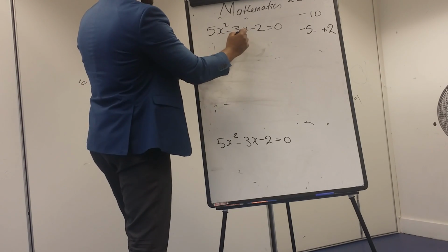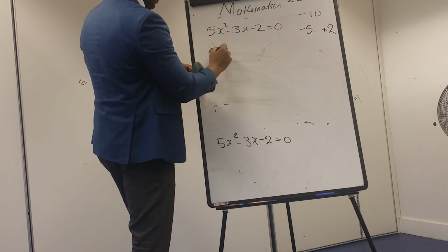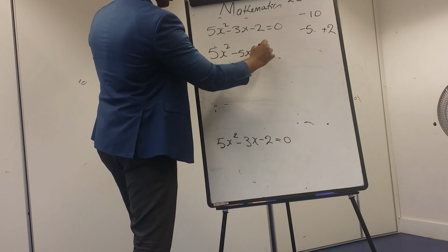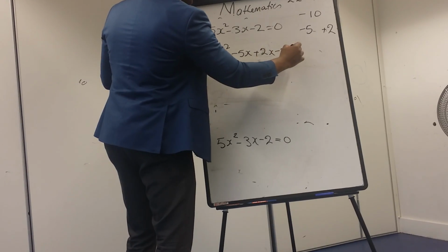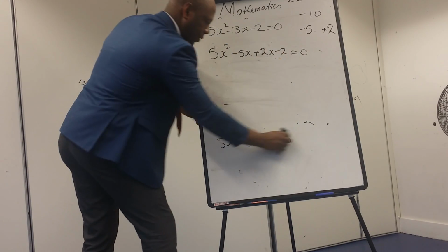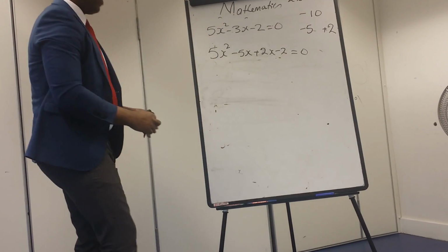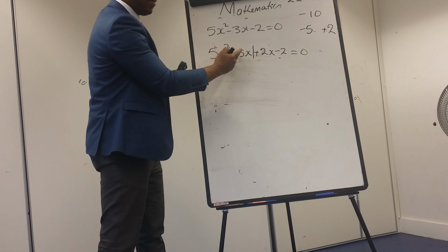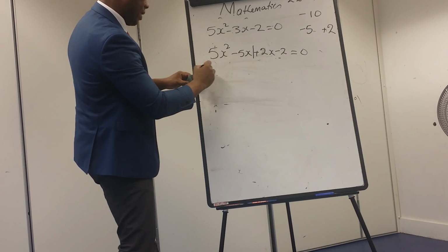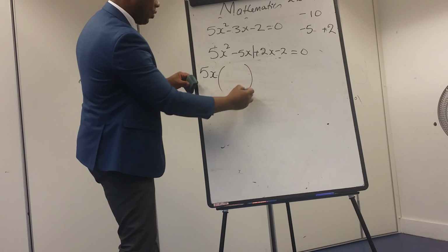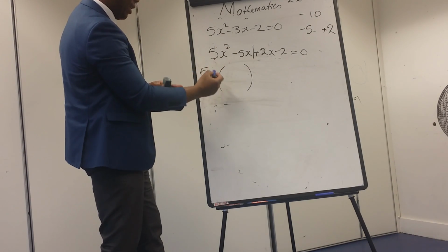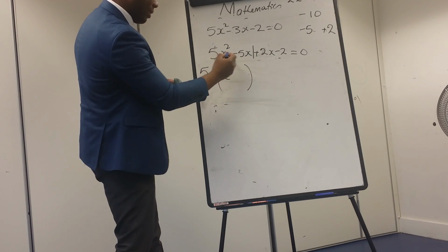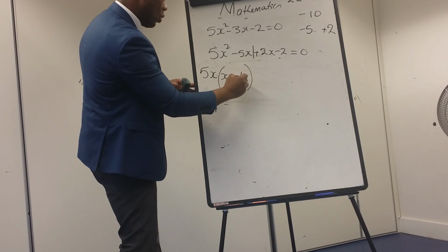So now we need to split minus 3x. Okay, so we're going to have 5x squared minus 5x plus 2x minus 2, and that's all equal to 0. Fantastic. Now let's factorize this section by section. So what's the common factor there? The common factor is 5x. So if we divide 5x squared by 5x, we are now left with x. And minus 5x divided by 5x, we will get minus 1.